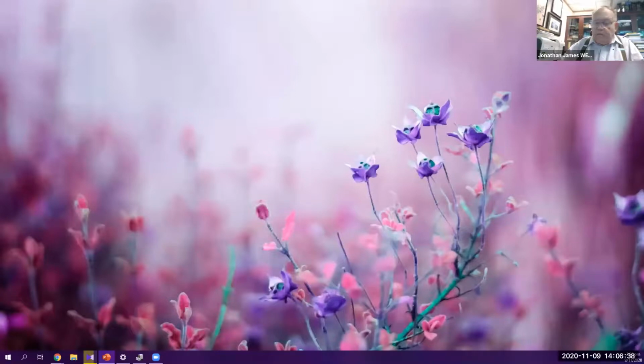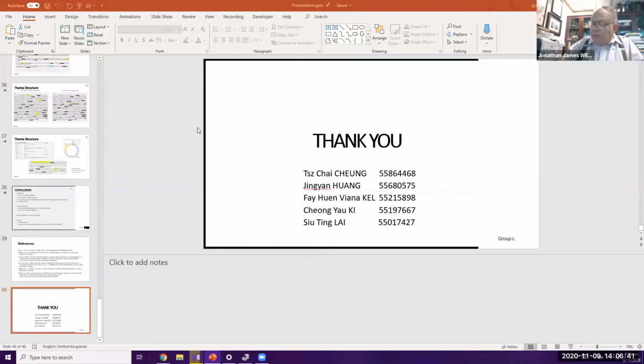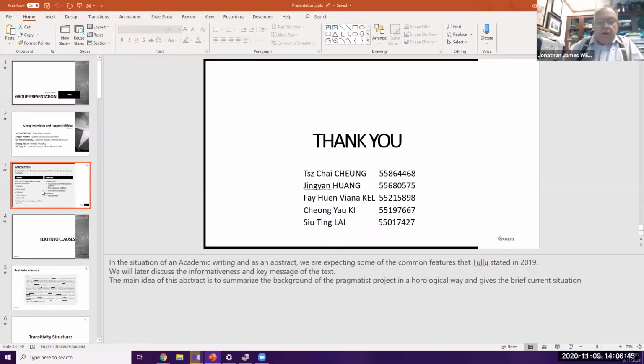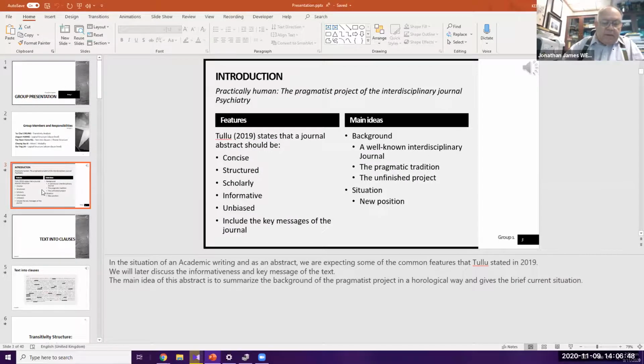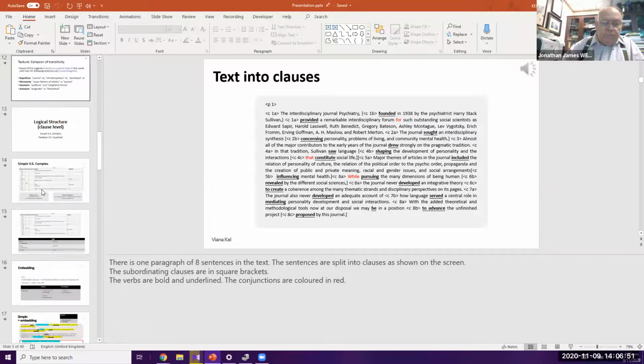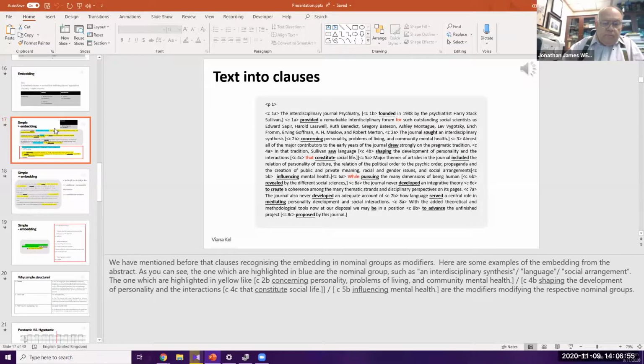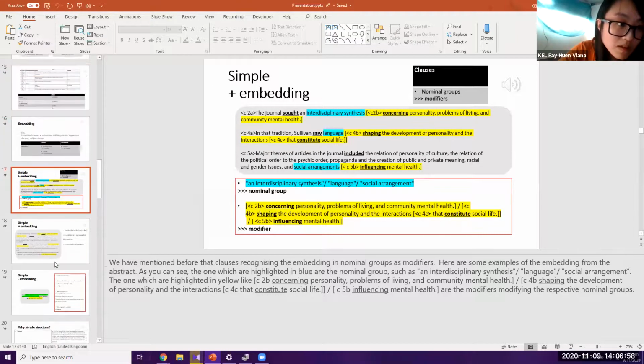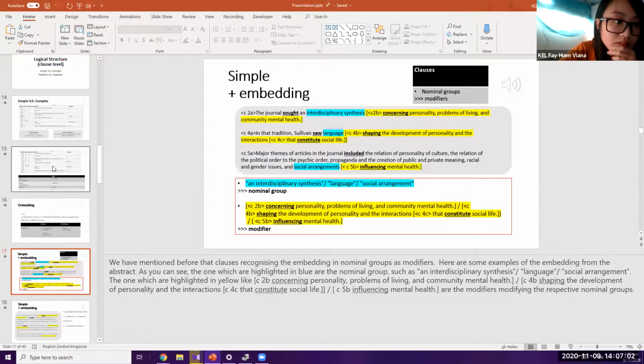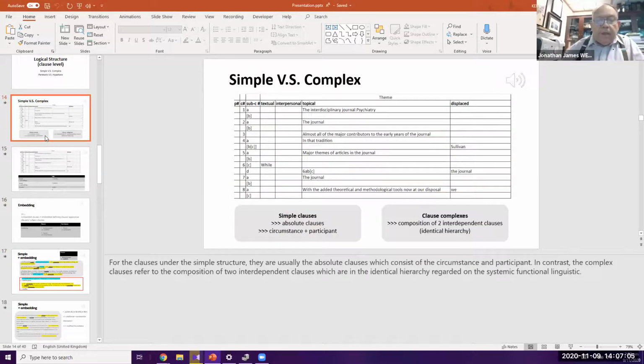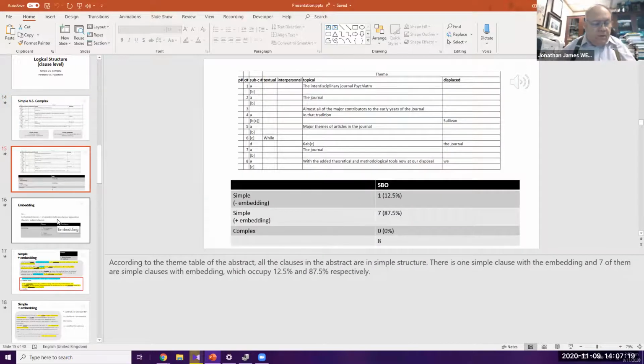There are a few slides that if you could go back to. At the beginning, you were talking about simple versus complex clauses. You had counted how many simple with embedding, simple without embedding, and complex. Why do you say there are no complex clauses?